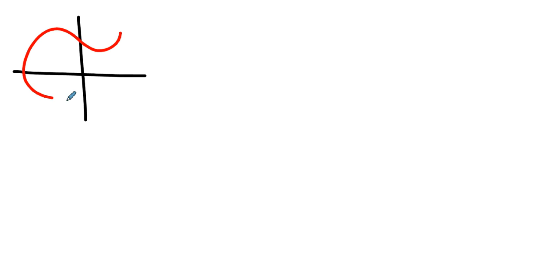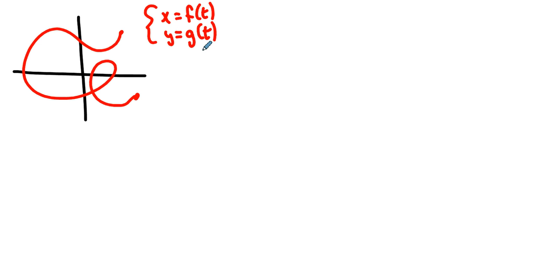So let's do that. Let's imagine that we have some parametric curve like so, and it's got equations where x is some function of t and y is some other function of t, right? And the motion maybe goes this way. And we're interested in, well, what is the velocity of the particle?